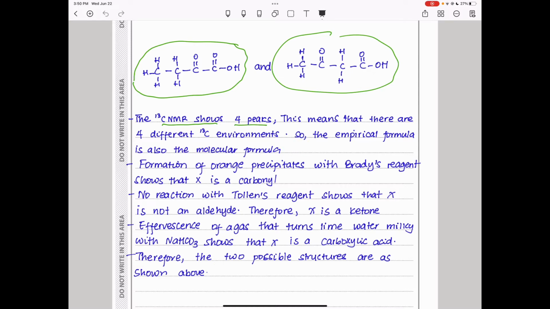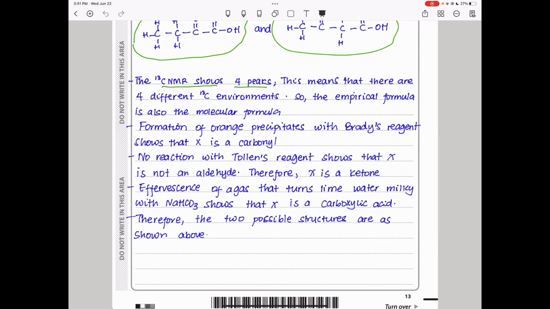And secondly, I said formation of orange precipitate with Brady's reagent shows that X is a carbonyl. No reaction with Tollens reagent shows that X is not an aldehyde. You have to state that it's not an aldehyde and then go on to say therefore it's a ketone. Then effervescence with a gas that turns lime water milky with sodium hydrogen carbonate shows that X has a carboxylic acid group. Finally, I can say the 2 possible structures are the structures we can see here. So I'm going to continue on to the next part.